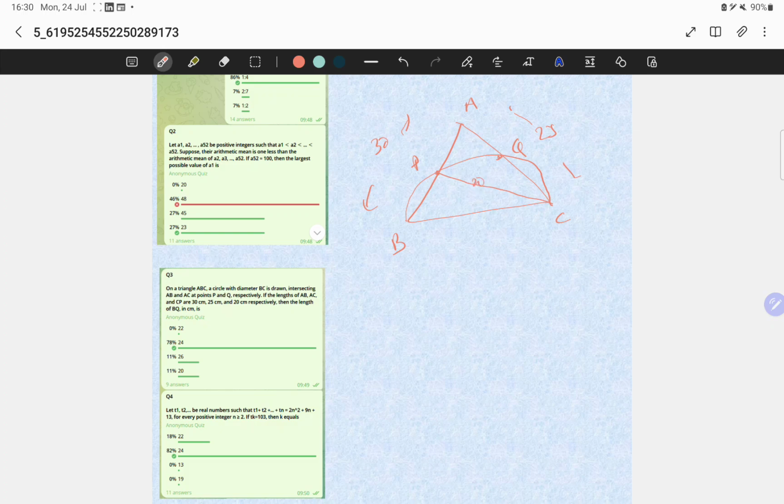One thing to note: if the base is the diameter, then the angle will be 90 degrees. We have a property that in a semicircle, the angle subtended by the diameter is 90 degrees. So we'll use that, and with this we can find the area.